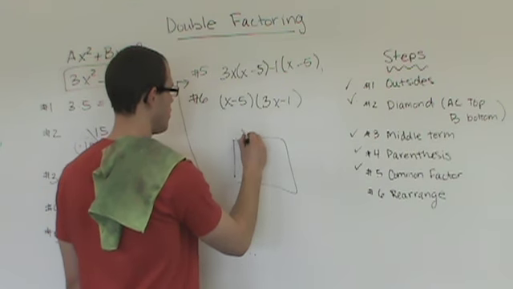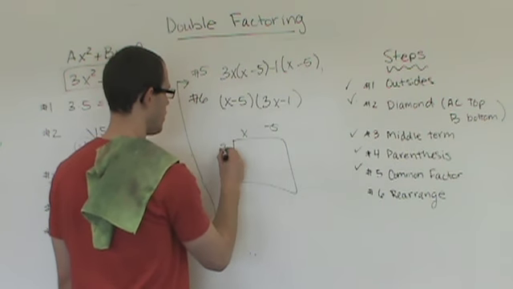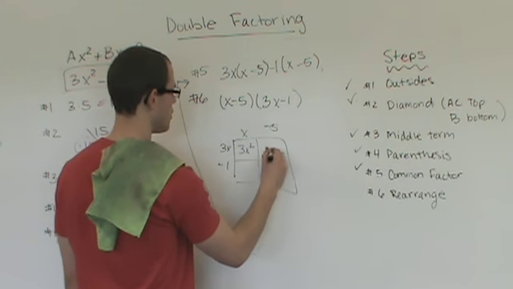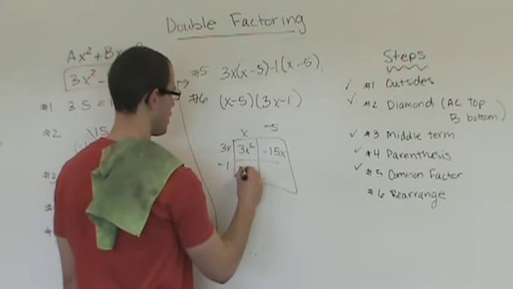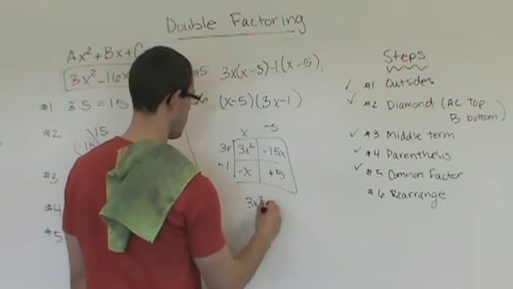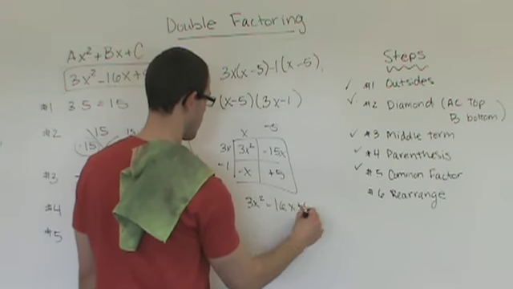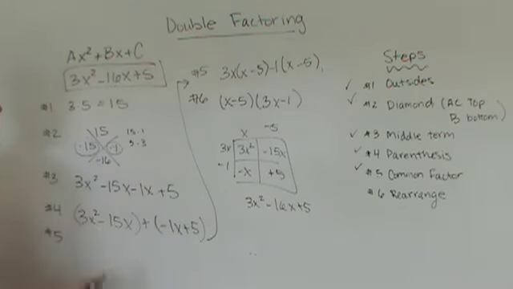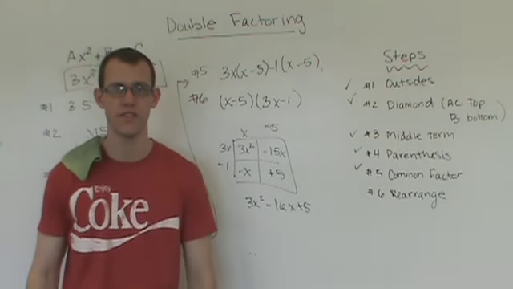I'm doing the box method. So x and negative 5, 3x and negative 1. That would be 3x squared minus 15x minus x plus 5. That would be 3x squared minus 16x plus 5. Is that what we started with? Yes, it is. So we did it correctly.